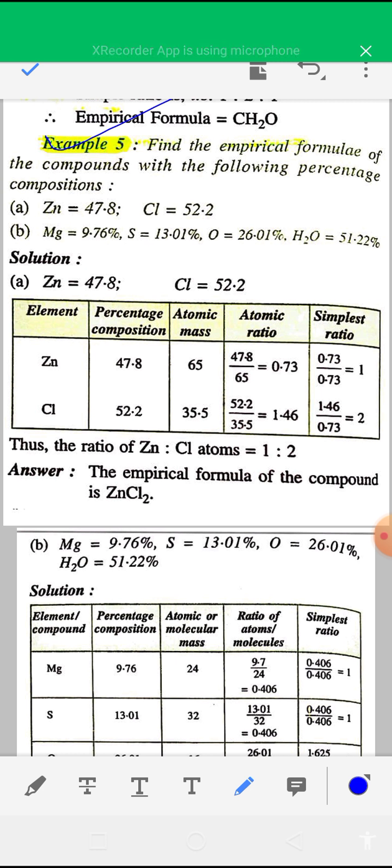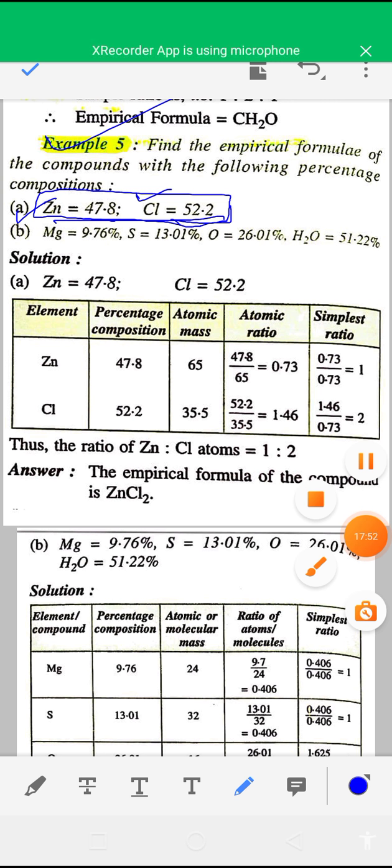During calculation of the empirical formula of a compound, the percentage composition of the different elements will be given in the question. For example, in this question the percentage of zinc is given as 47.8 and the percentage of chlorine as 52.2. In the first question the compound is made up of zinc and chlorine. Okay, so first you have to make some columns.